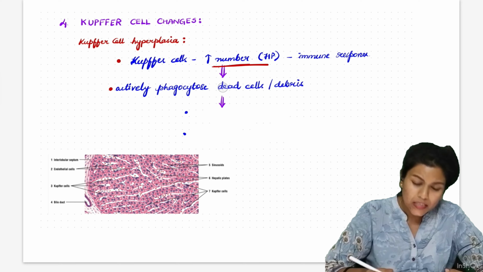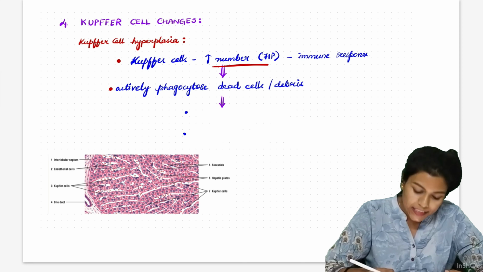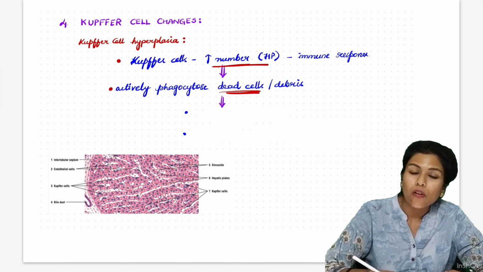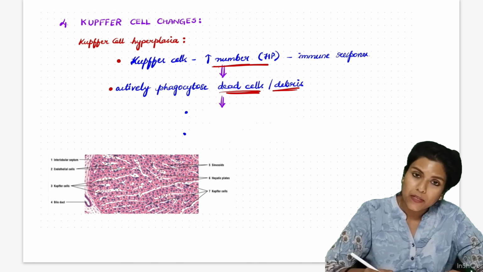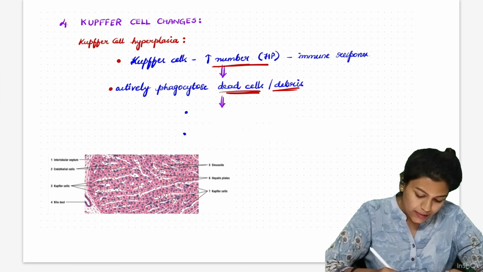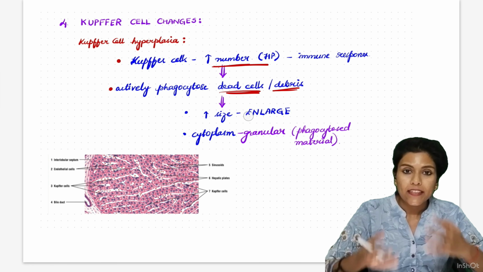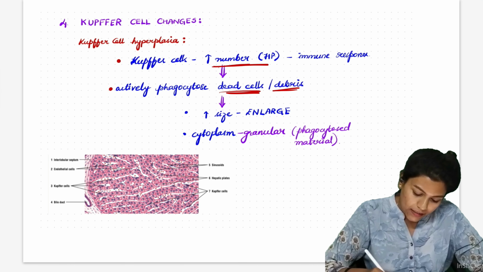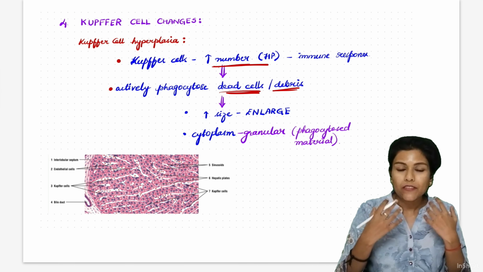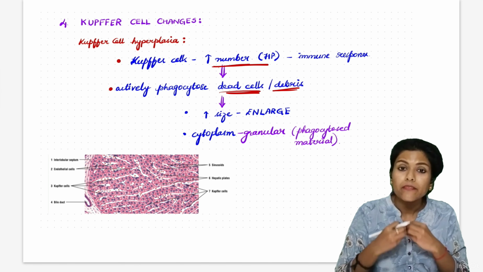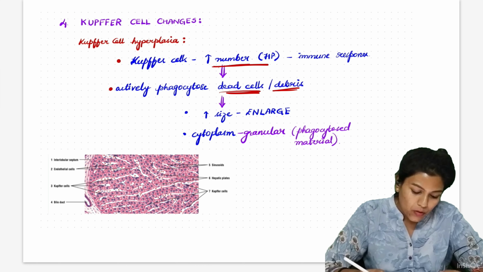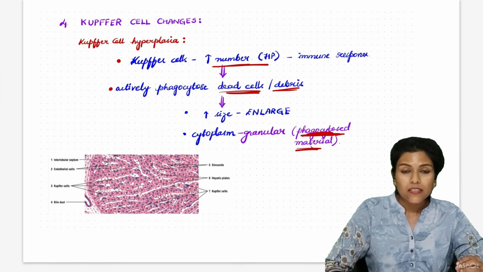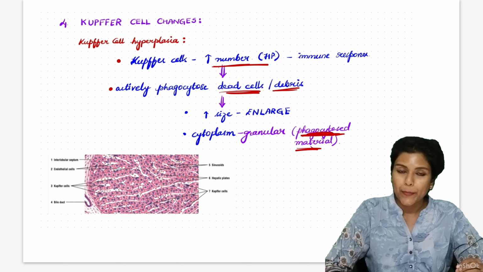They increase in number, they become very active, and they eat up the dead cells which have undergone apoptosis or necrosis, and they eat away the debris also. Because they're so hungry and they eat away, they increase in size. They bulge out, they enlarge. And because they eat away all these contents, the cytoplasm will appear granular, because they contain this phagocytosed material. So this is about the Kupffer cell changes we see in acute viral hepatitis.